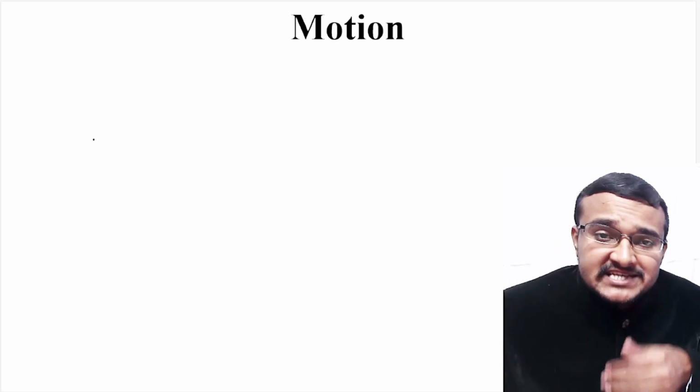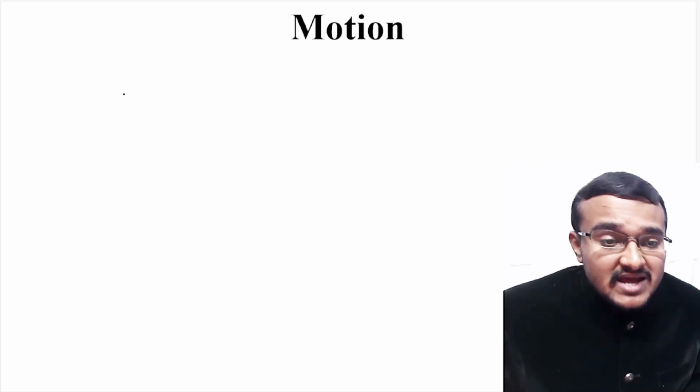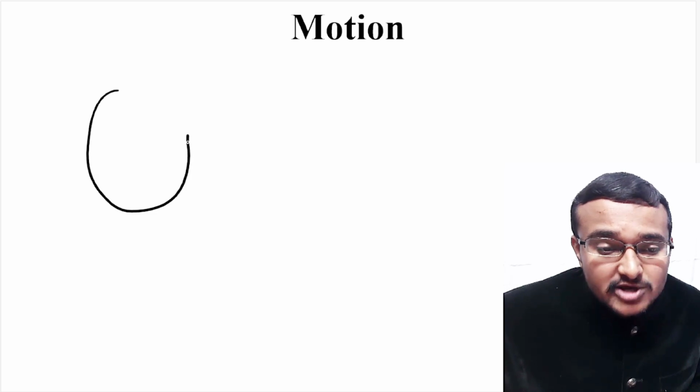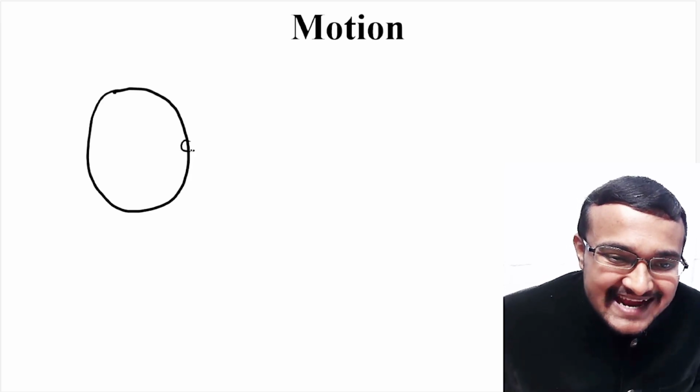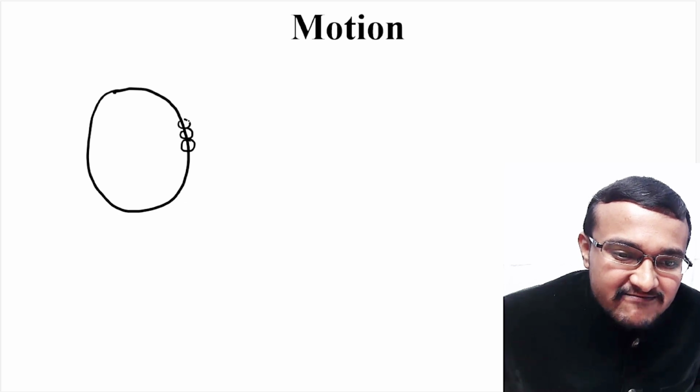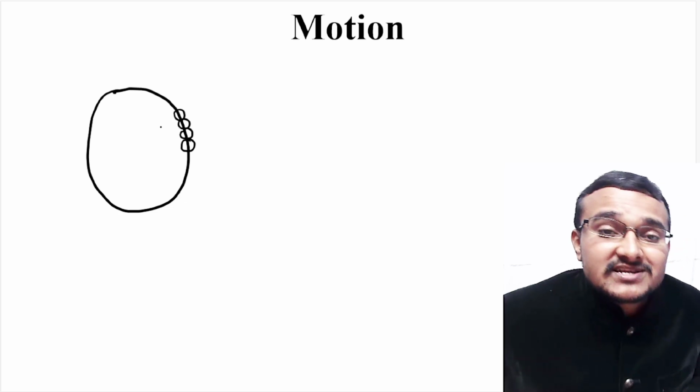Now, when I was explaining circular motion, I mentioned that on a circular path, a particular object or person has to constantly change their direction at every point on that circular path.